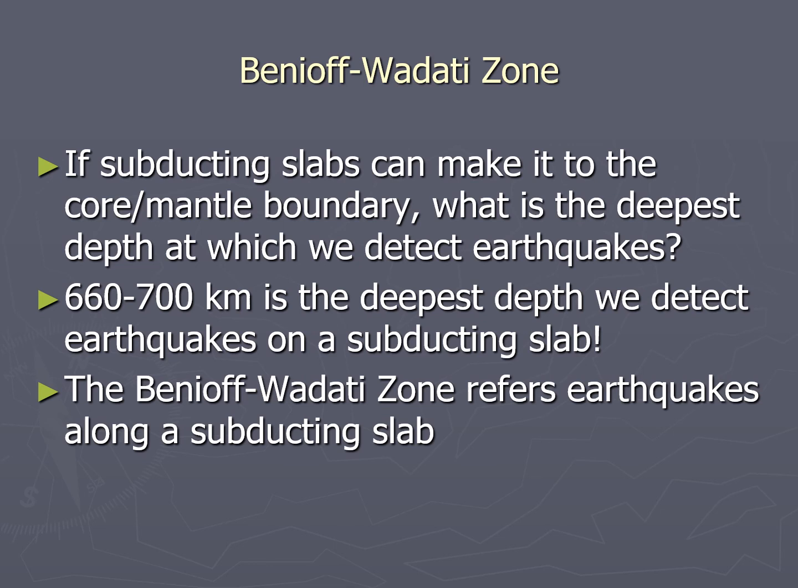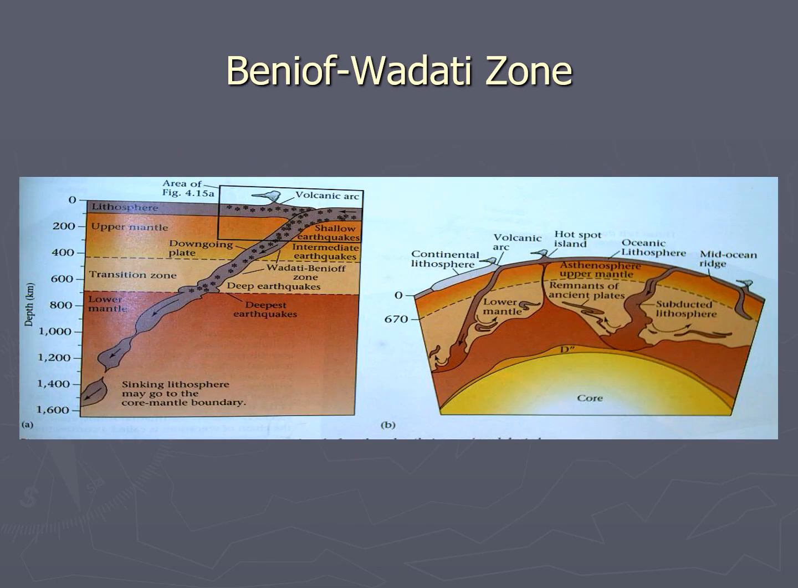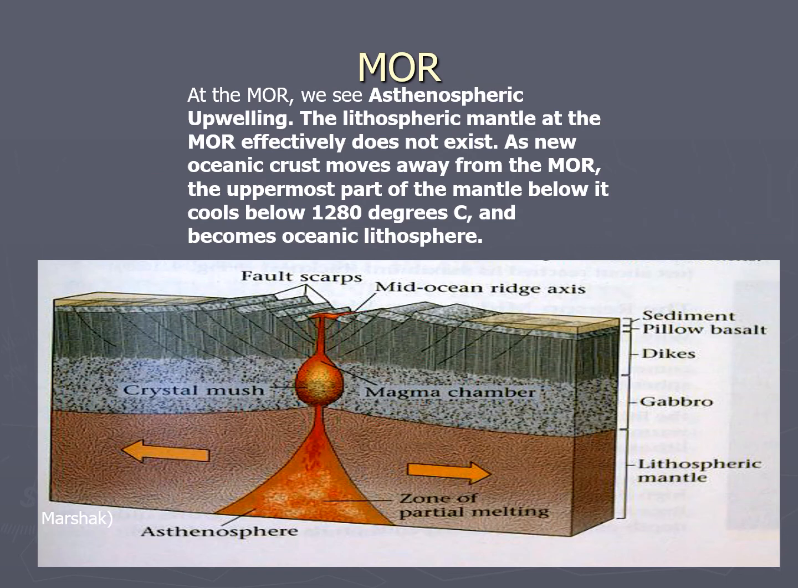By the way, we have a name for this zone. It's called the Benioff-Wadati zone. It refers to earthquakes along a subducting oceanic slab. In other words, you get below that depth of 660 to 700 kilometers, and that slab no longer acts like a brittle solid. Here's a nice drawing of that Benioff-Wadati zone. Okay, mid-ocean ridge.